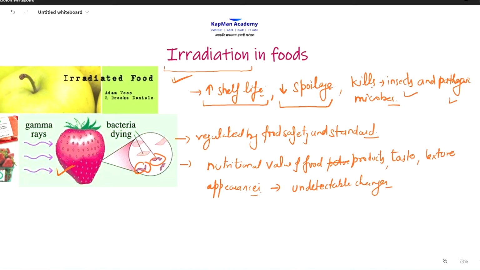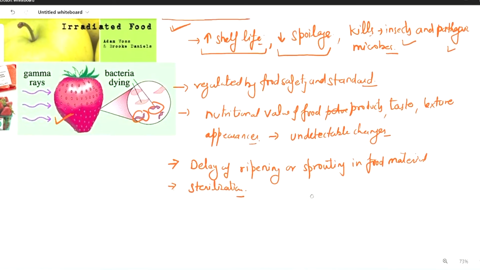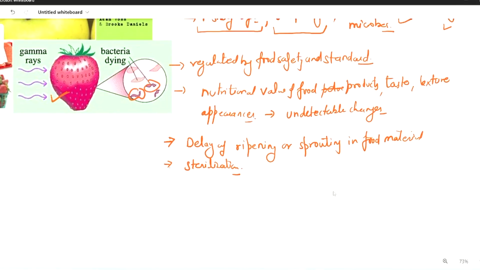With that, another purpose of irradiation is that it is also used in the delay of ripening or sprouting in food material. It is also used for sterilization purposes. How is it done? It is done by exposing the food material to different types of rays.